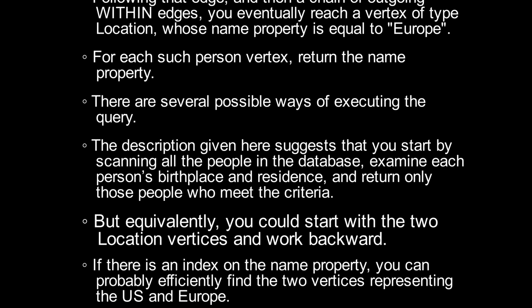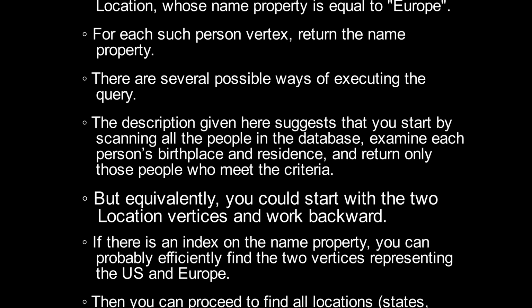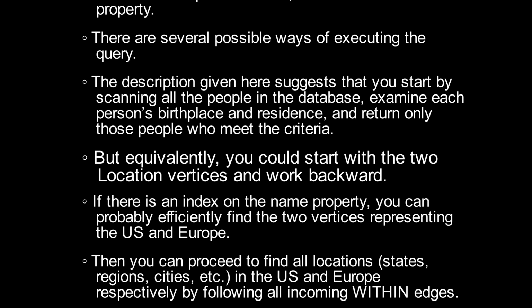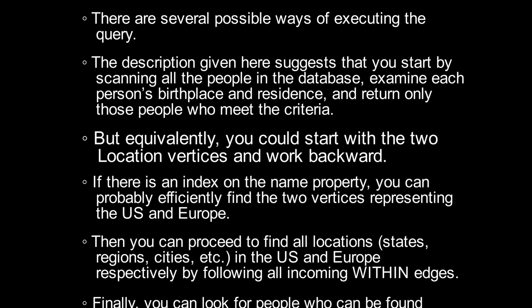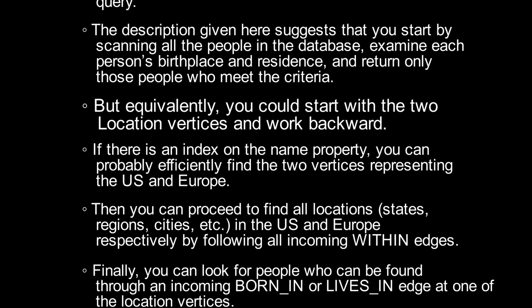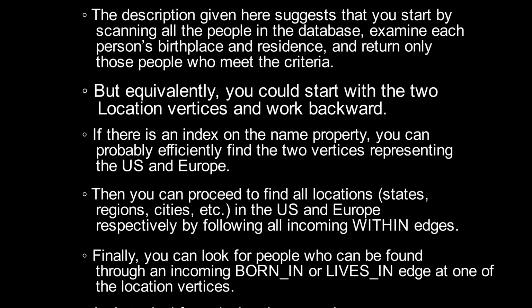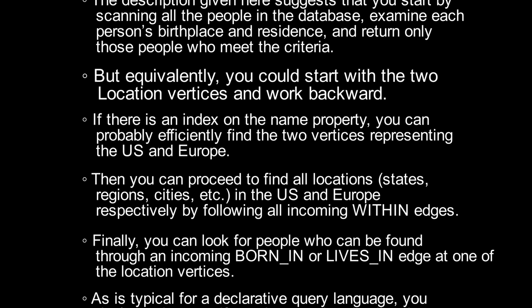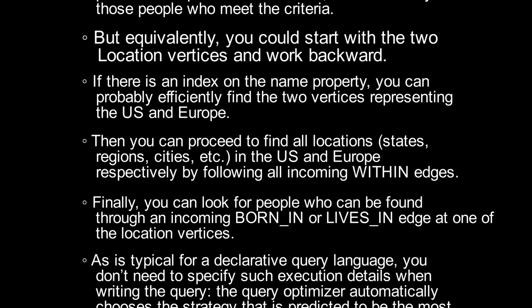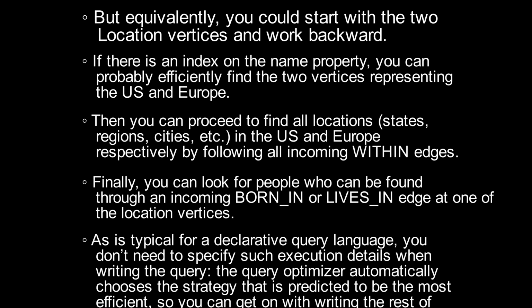But equivalently, you could start with the two location vertices and work backward. If there is an index on the name property, you can probably efficiently find the two vertices representing the US and Europe. Then you can proceed to find all locations (states, regions, cities, etc.) in the US and Europe respectively by following all incoming within edges. Finally, you can look for people who can be found through an incoming born_in or lives_in edge at one of the location vertices.